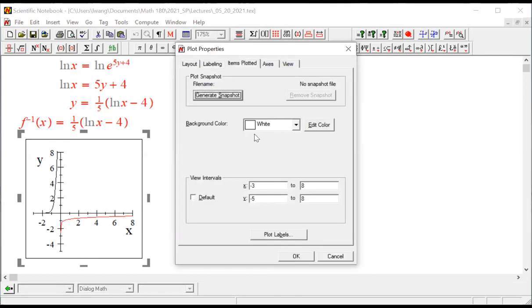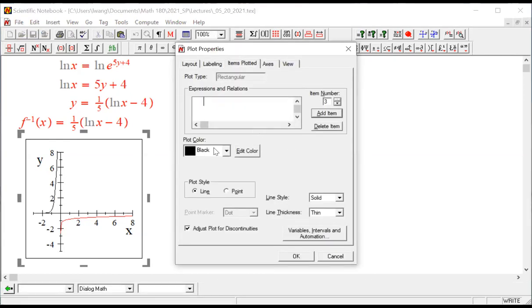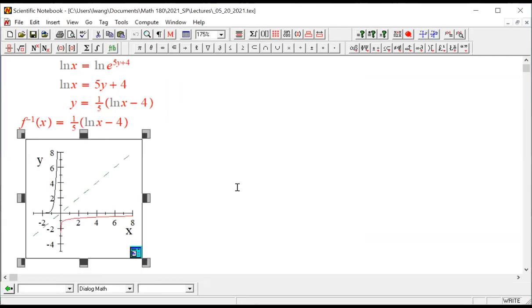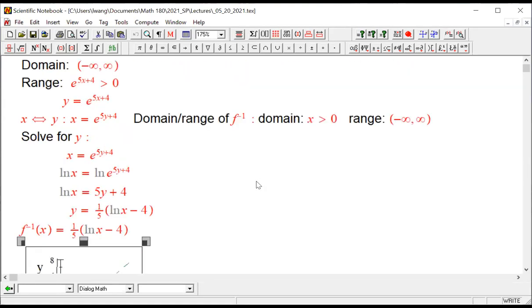Is it still symmetrical with respect to that magical line of green? It still is, and it must be. And all the properties about inverse function must be satisfied, including the domain and range relationship. One's domain is the other's range, and vice versa. Okay?